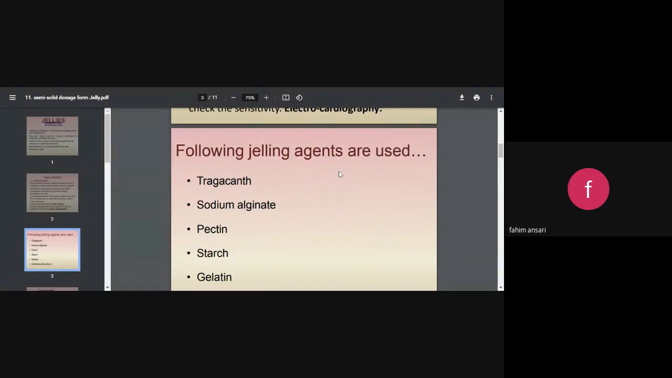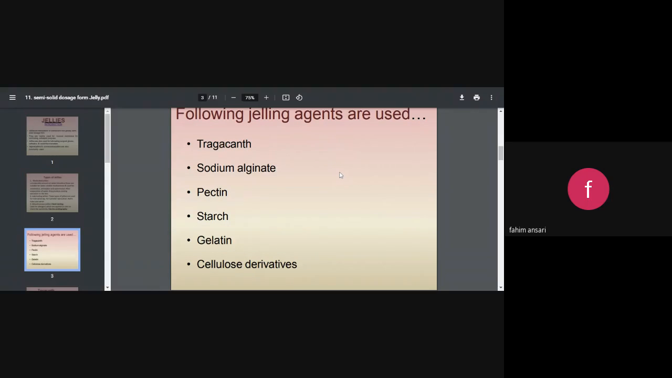Next is the formulation of jellies. The first part is the gelling agents. Gelling agents are used in the formulation of jellies. Gelling agents include tragacanth, sodium alginate, pectin, starch, gelatin, and cellulose derivatives.